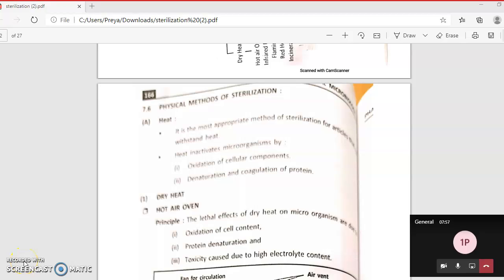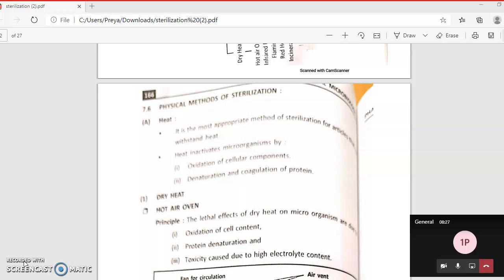Okay, so this is a physical method for sterilization in which heat is used as a mode of sterilization. You go for heat sterilization when your article is not sensitive to the heat, when it is resistant to the heat and not affected by it. Now, heat inactivates the microorganisms by different mechanisms.